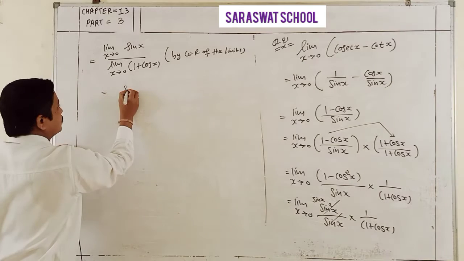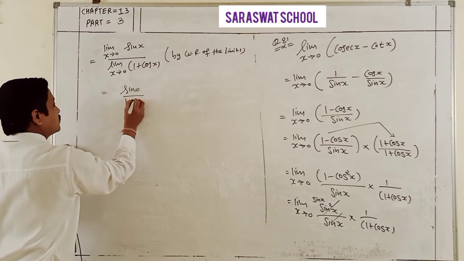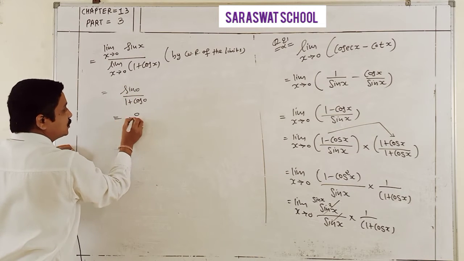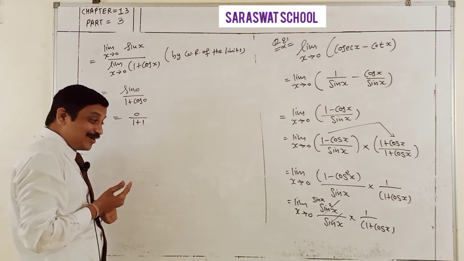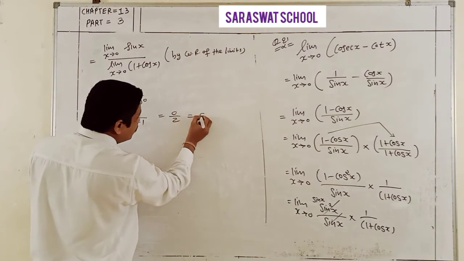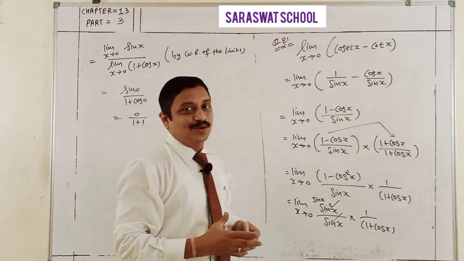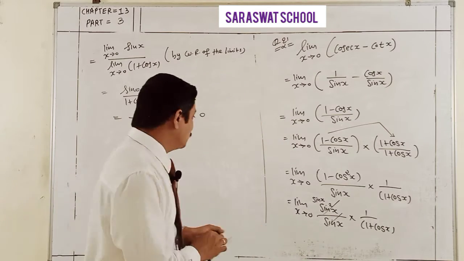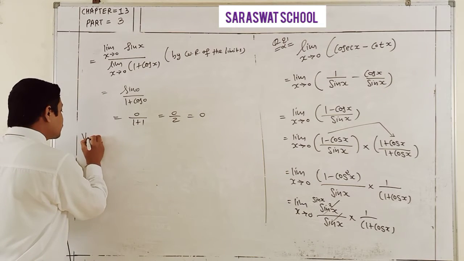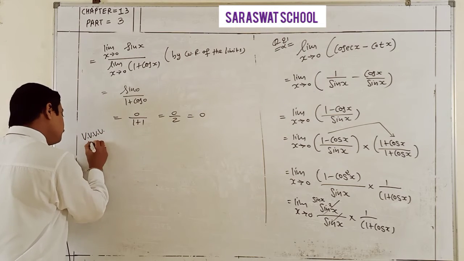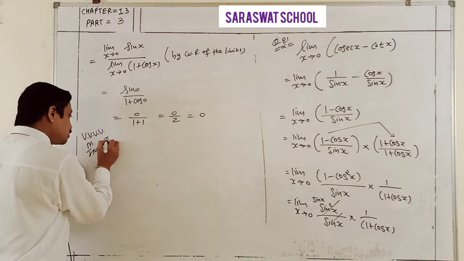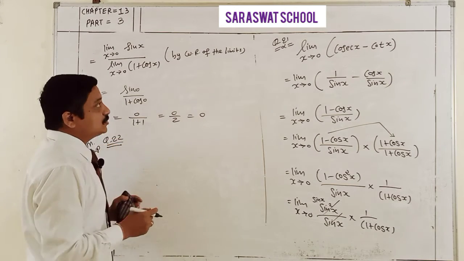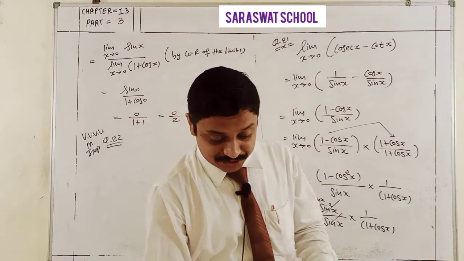So here sin 0, 1 plus cos 0, sin 0 is 0, but cos 0 is 1. So 0 by 2, my answer is only 0 here. Yes students, that is done. Now question number 22, which is a very important numerical, one of the most important questions.